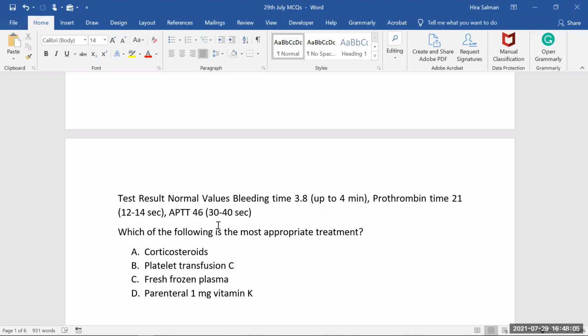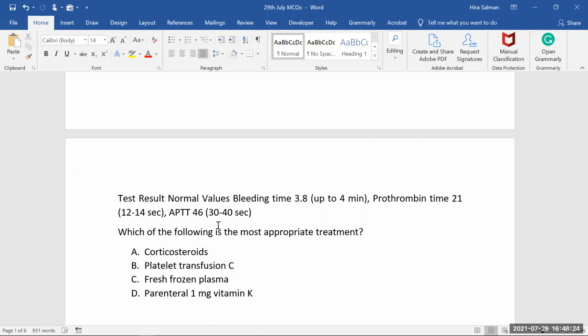Dr. Hira, yes, please repeat. See, there are two things: one is bleeding time and one is clotting time. In these patients who have this hemorrhagic disease, of course, bleeding time will be normal. Why? Because bleeding time means the time to bleed. So that will be normal.